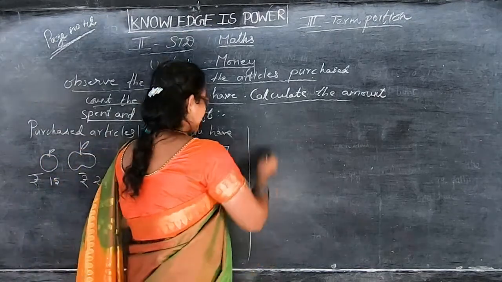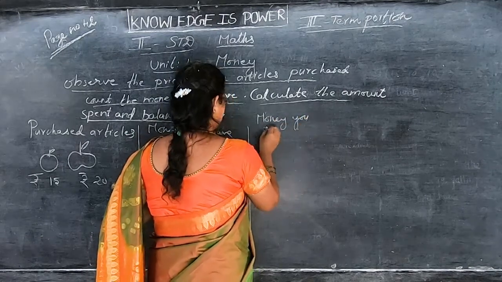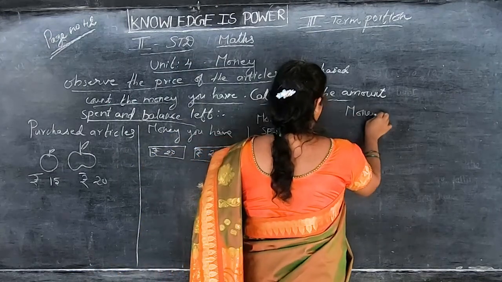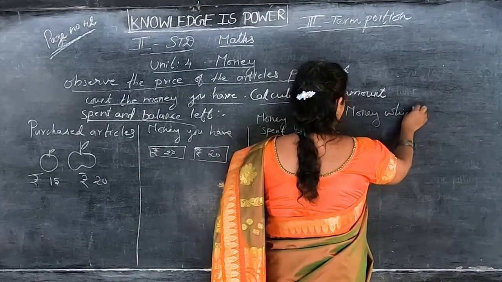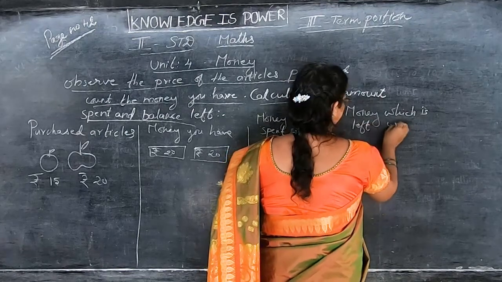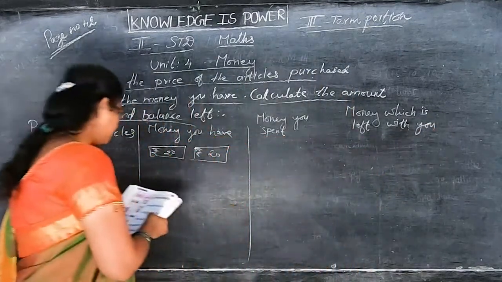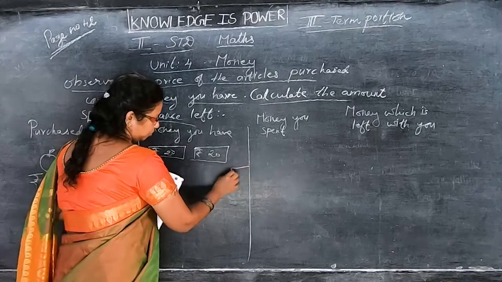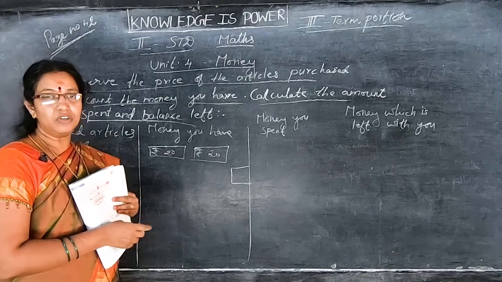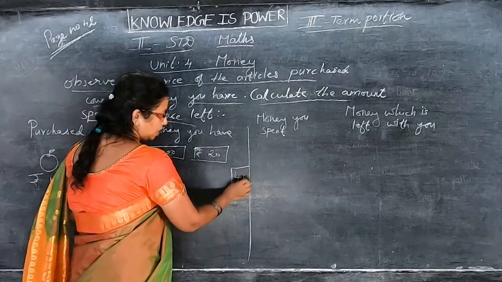Now we are going to see the balance. Money you spent, and money which is left with you. How much balance are you having in your hand? We are going to see now. See here, they have given one small blue color box. See, 20 plus 20, how much? 20 rupee note plus 20 rupee note. 2 plus 2, 4. So 40. You are having 40 rupees in your hand.